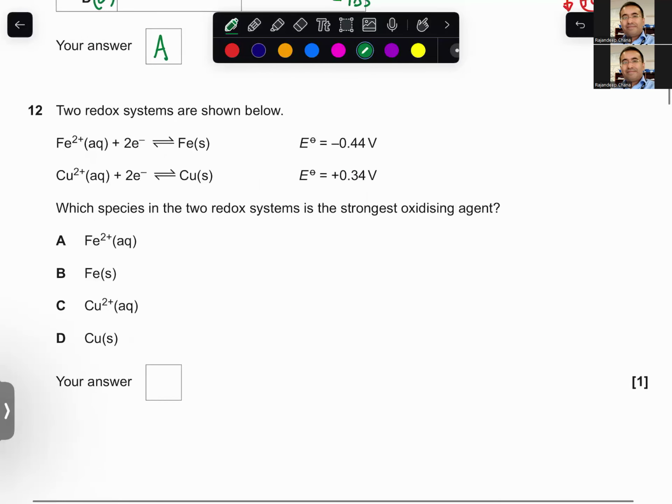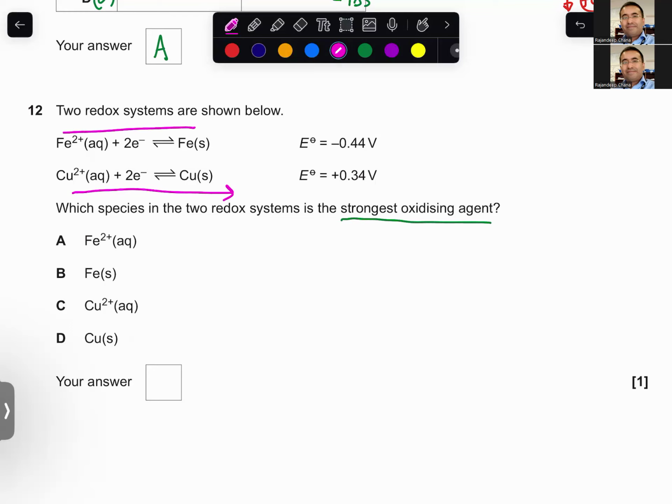We're nearly done. Two redox systems are shown below. Which species in the two redox systems is the strongest oxidizing agent? Strongest oxidizing agent means it is gaining electrons itself and oxidizing the other, what it's reacting with. So you see in this reaction, the more positive the electrode potential, it has a tendency towards the right, gaining electrons. And the more negative it is, it has a tendency to lose electrons.